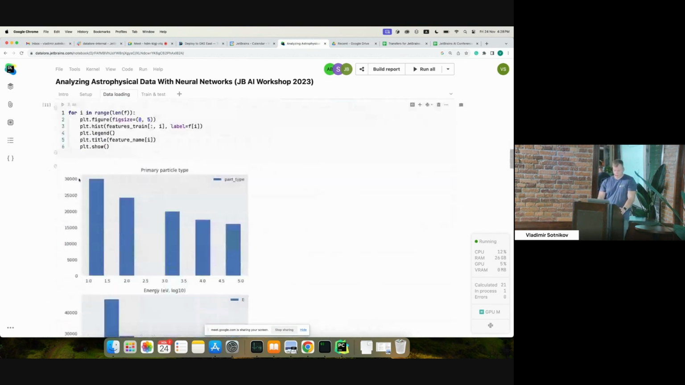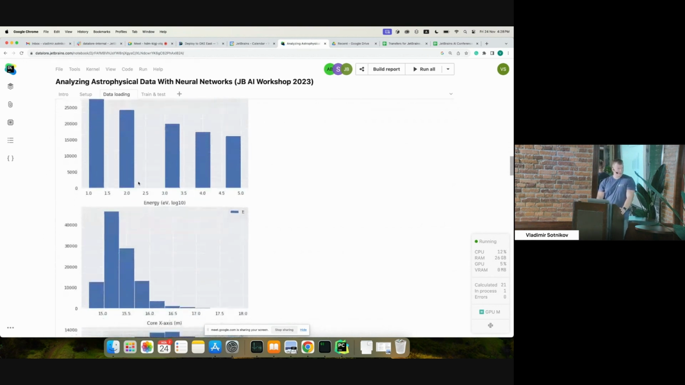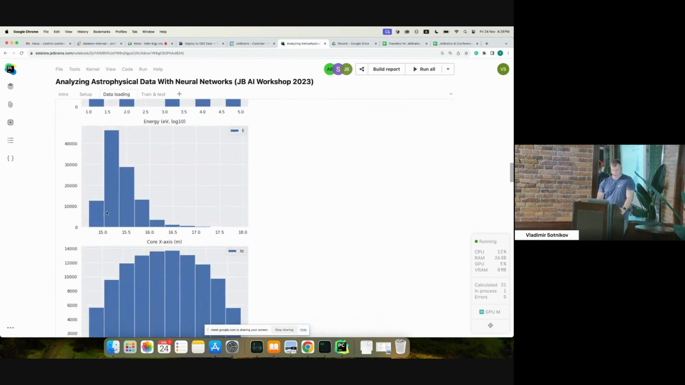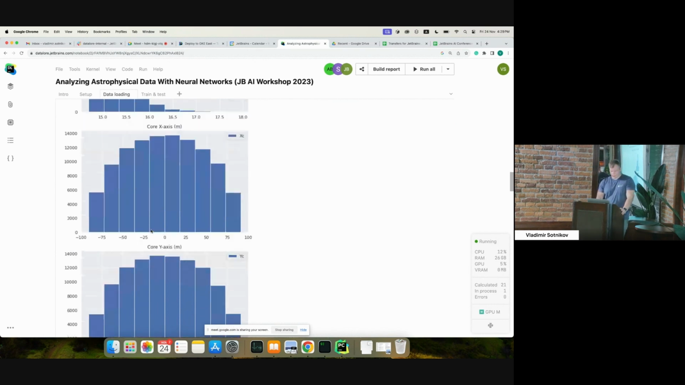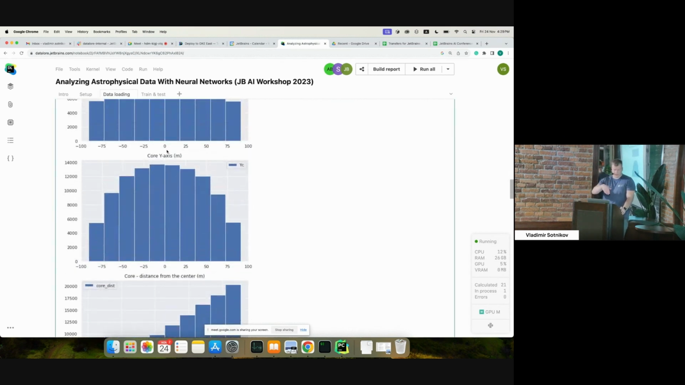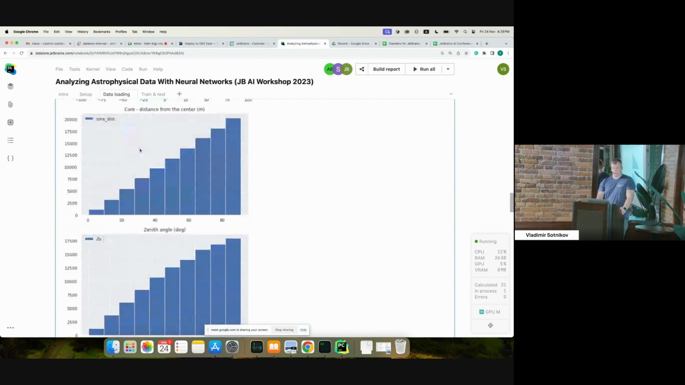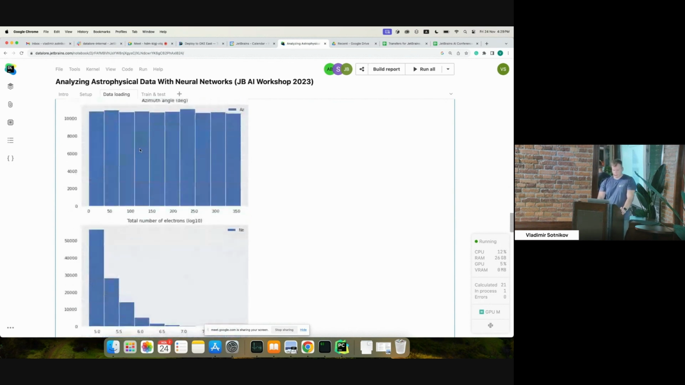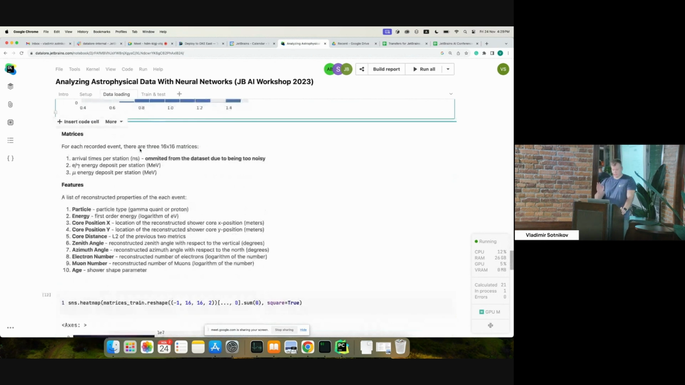So let's take a look. We could just take a quick glimpse at the distributions to see what we have. For example, energy is shown as log of 10. So 10 to the power 15 is where most of our samples are, in the range from 1 to 10 petaelectronvolts. And we have core distance, where zero means the very center, and coordinates of plus minus 100 meters. And we have the distance, angles, and so on.